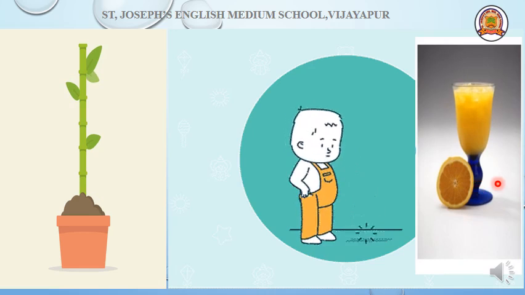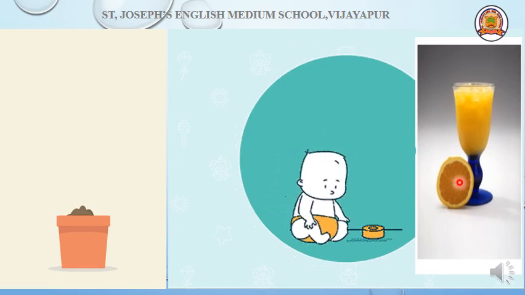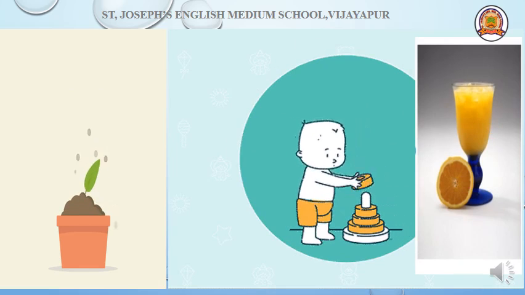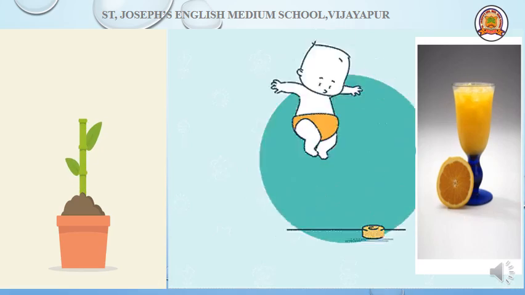Then one more example is a juice. From the orange we can collect the pulp and convert it into juice. Can we make the orange back from the juice? Not possible.